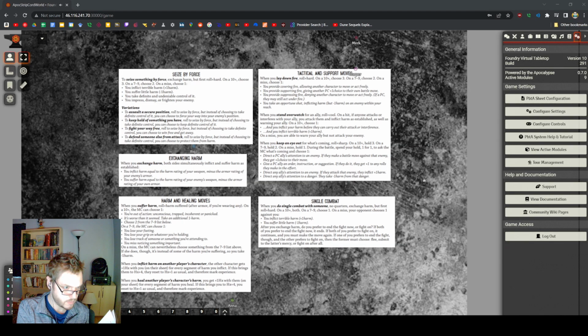So this is where I have to explain exchanging harm. This is an important note about Apocalypse World. In the world of Apocalypse, combat is deadly. Really deadly. Whenever you deal harm, somebody else gets to deal harm to you too. So you exchange harm, and you both take damage. You inflict harm equal to the harm rating of your weapon minus the armor rating of your enemy's armor, and you suffer harm equal to the harm rating of your enemy's weapon minus the armor rating of your own armor. So if I hit you with a 2 harm shotgun, and you are wearing 1 armor, you will take 1 harm.